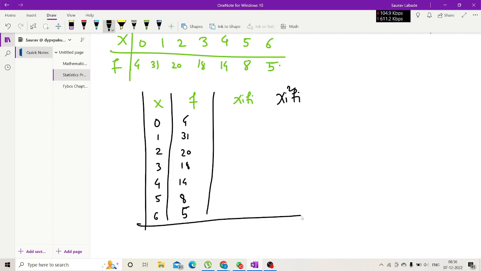What will it become? First will be what? 0, right? 31, 40, then 54. 14, 14 into 4, 56, right? Now solve this. Just make this column and tell me what the summation is that we are getting. Solve fast.